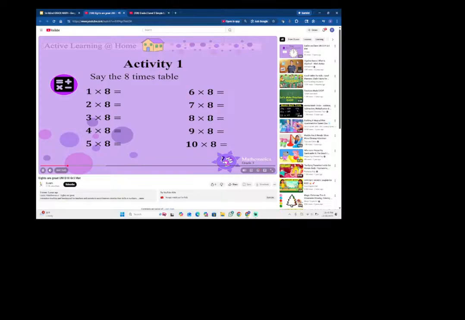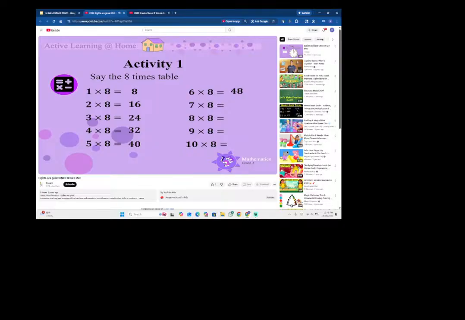One times 8 is 8. 2 times 8 is 16. 3 times 8 is 24. 4 times 8 is 32. 5 times 8 is 40. 6 times 8 is 48.